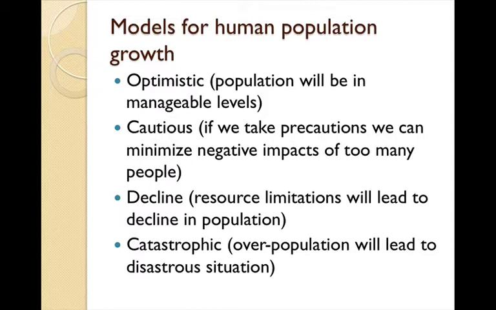One is very optimistic: populations will be manageable. Another is cautious: if we work together and take precautions, we might be able to minimize negative impacts of too many people. There are a couple of others: that human population will actually decline, or that it will not only decline but be catastrophic, sort of like the population crashes in the book Collapse.